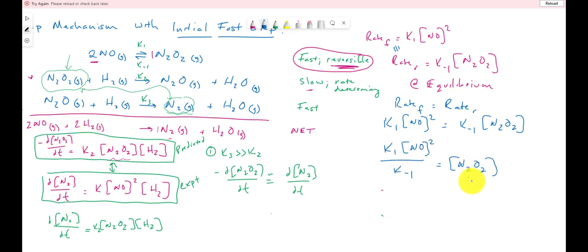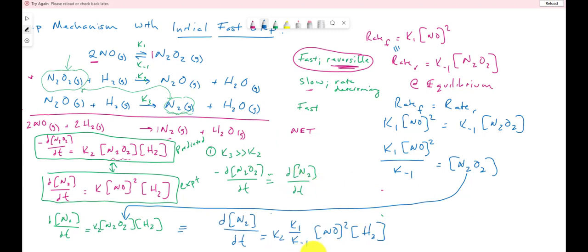And ta-da, we have now N2O2 in terms of the rest of these variables, and we can see that NO is actually in our real reaction. So let's take this and substitute it in here and see what our final rate expression is. Okay, so pause the video, make sure you do this substitution. This is some simple algebra, but it's important to make sure you feel comfortable about this.